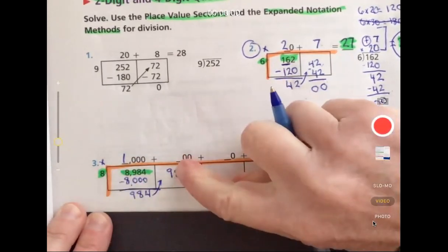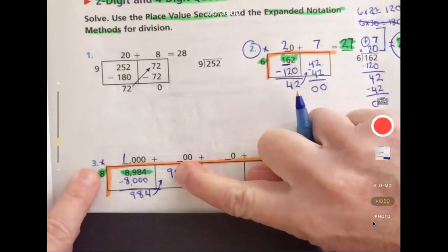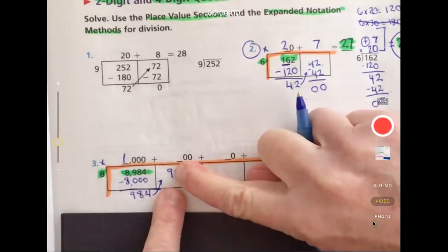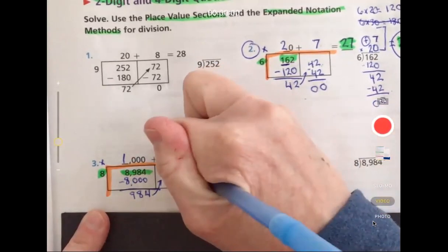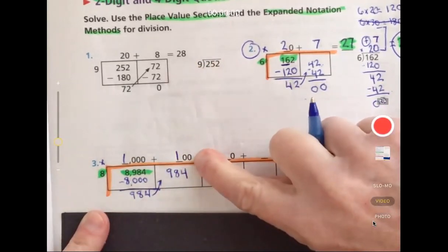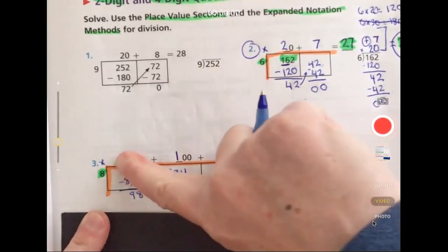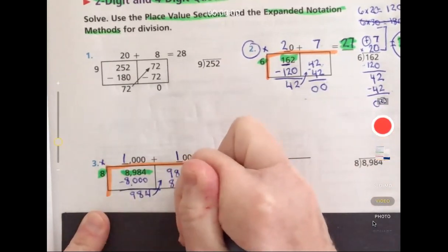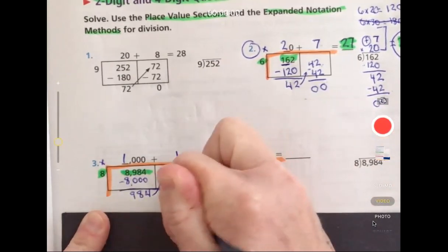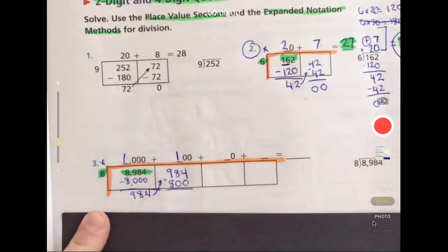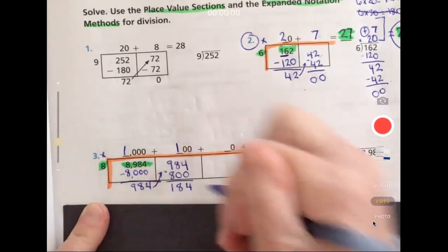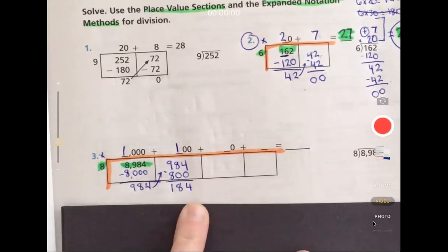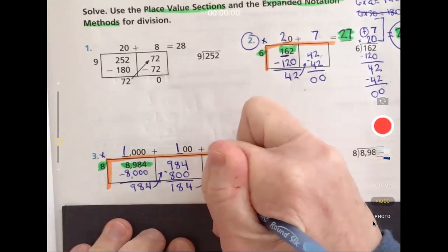Okay, now we're doing this. We're starting with one digit and we're saying 8 times what gets me really close to 9 without going over? Again, I hope you're thinking 1. We are in the hundreds, so we've got those 2 zeros already. 1 times 8 is 8, and we'll put in our 2 zeros for the hundreds place. Let's subtract. And we're still left with 184. That's what we're going to keep working on.